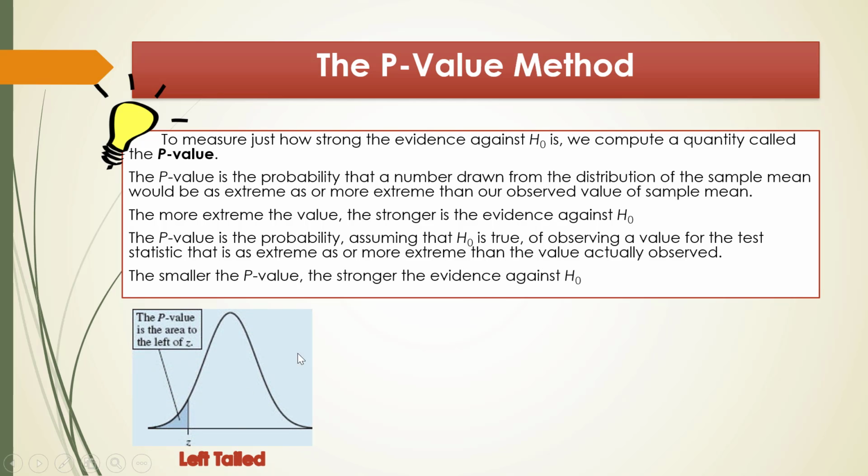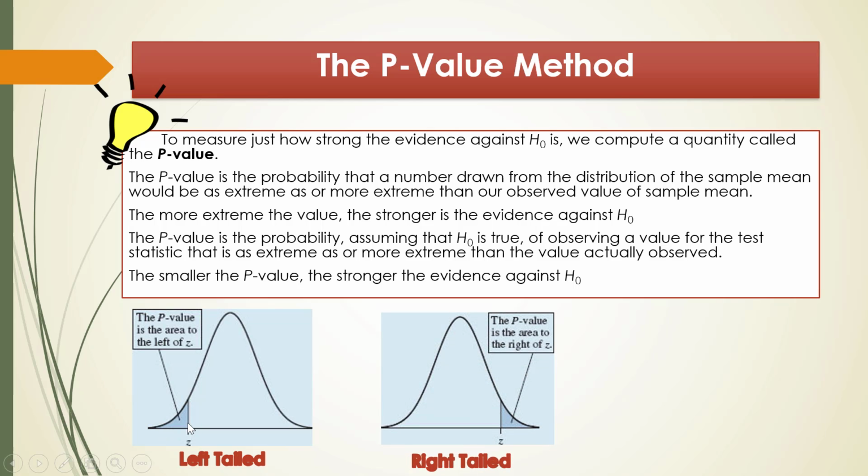So if we have a left tail, we draw the standard normal curve and we mark the test statistic on the picture. For the left tail test, the p-value is the area to the left of z. So that is the area of this shaded area. For the right tail, we also draw the standard normal curve and we mark the test statistic. The p-value is the area to the right of z.